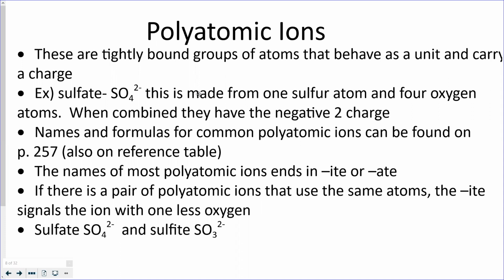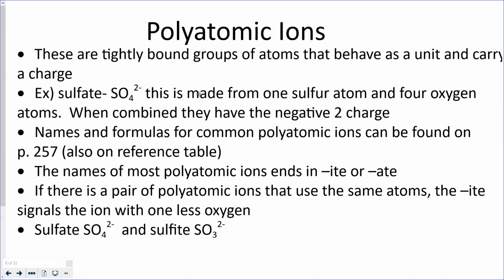And with ionic compounds, we also encounter polyatomic ions. We looked at some of these in our last unit with bonding. These were the things that were covalently bonded and had a charge. So polyatomic ions are a tightly bound group of atoms that behave as a unit and carry a charge. So for example, sulfate is SO4 -2. So it's made of 1 sulfur and 4 oxygens that overall has a -2 charge.